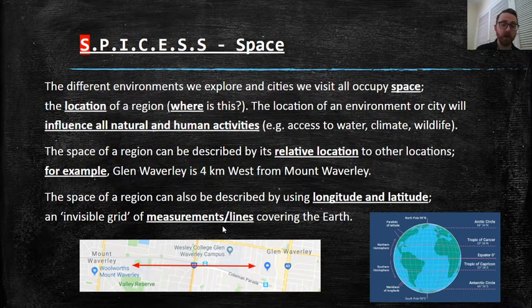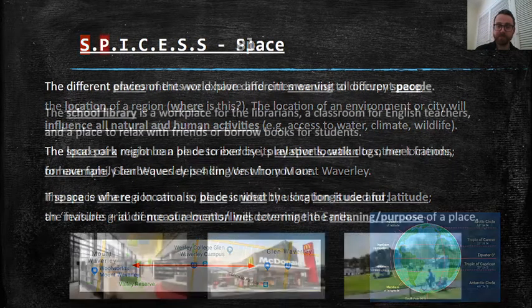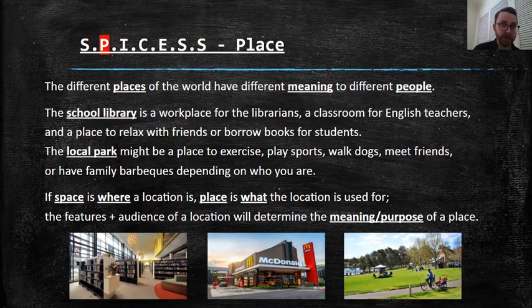Another way of describing a location, of describing space or measuring space, is using something called longitude and latitude, which we're not going to go into too much today. But basically, as you can see from this picture of the world here, the world is divided into this invisible grid of measurements, of lines covering the Earth. So it's a big piece of grid paper over it, and instead of saying go that direction when you're a pilot, you say go to these longitude and latitude coordinates. So it's just a very precise measurement tool to measure space. But we're not going to go into that in too much detail.